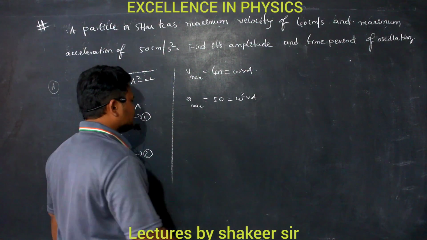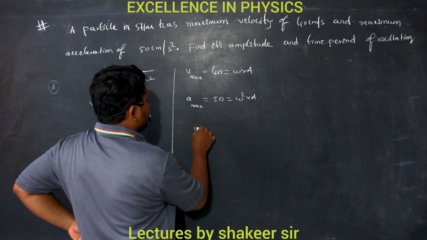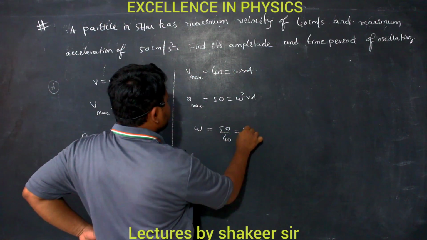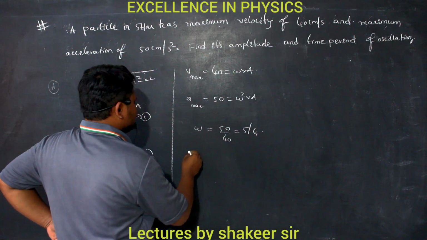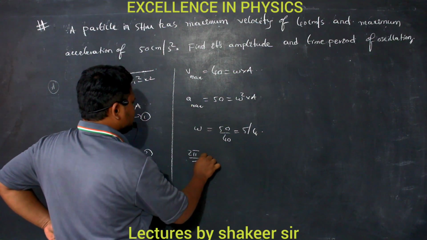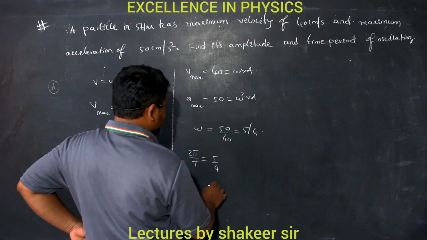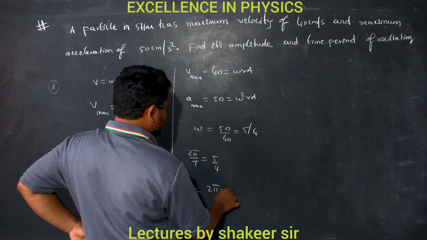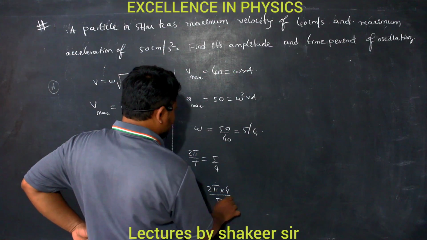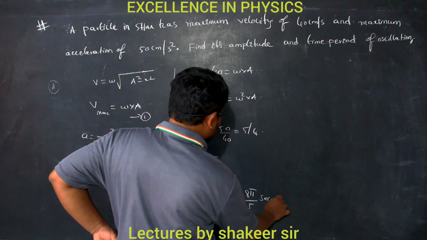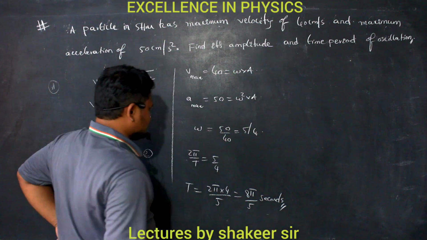So I will divide both of them. If I divide both of them, what will I get? Omega is equal to 50 divided by 40, which is 5 by 4. So omega, which is 2 pi by capital T, is equal to 5 by 4. So therefore T is equal to 2 pi into 4 by 5. Clear? Which is 8 pi by 5 seconds. So that is the time period of oscillation.